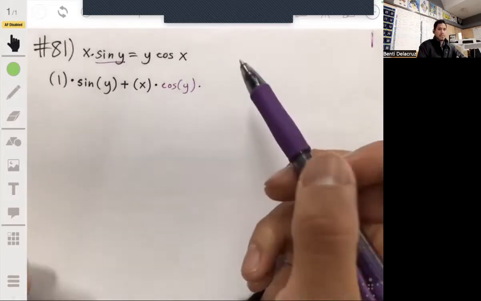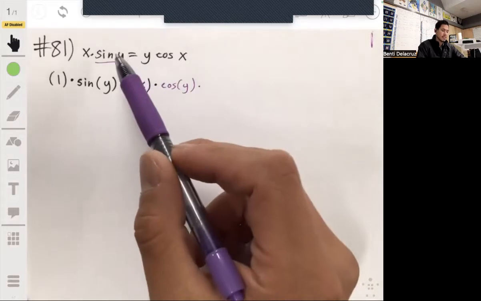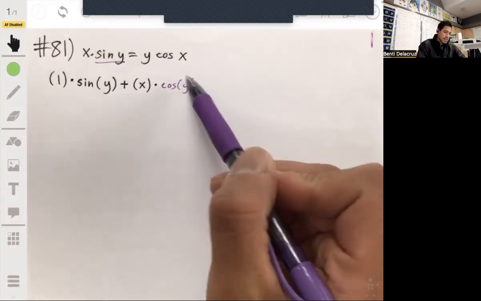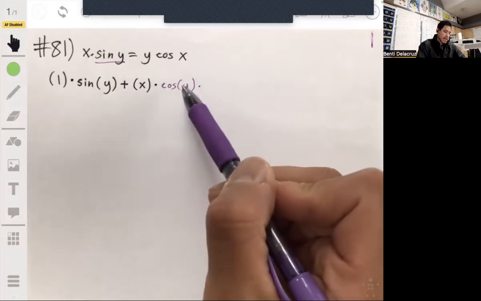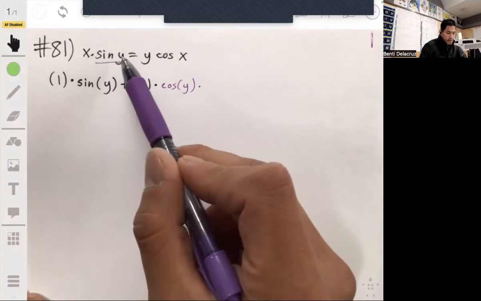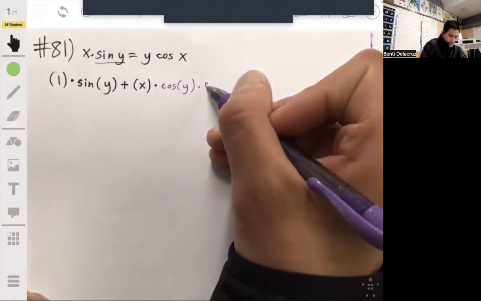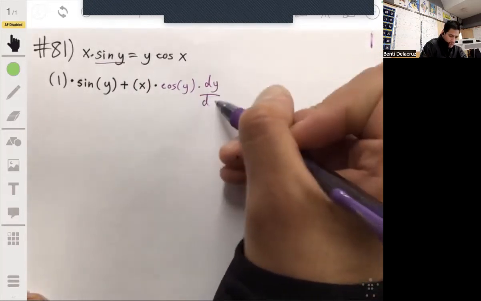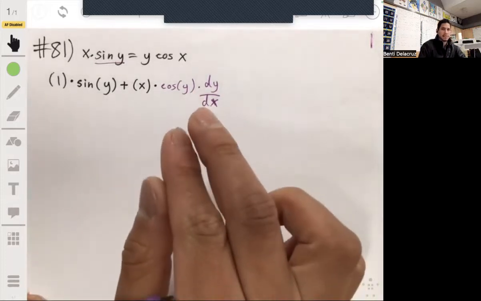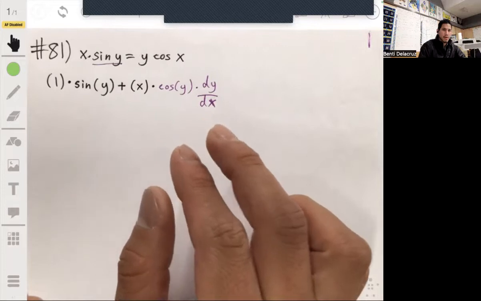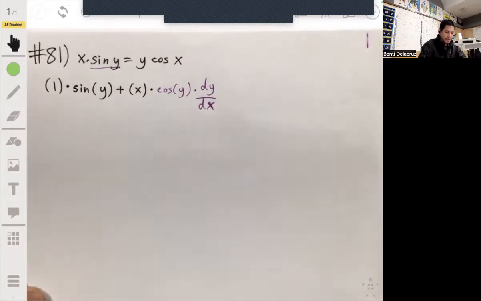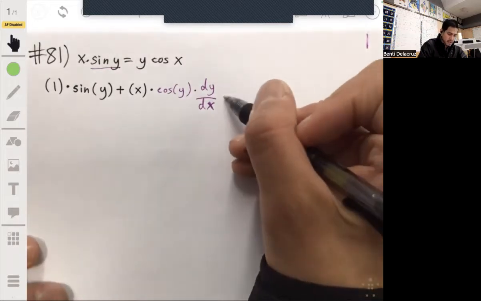Now, in implicit differentiation, when you're trying to find dy over dx, you're going to need to multiply this by dy over dx whenever you're differentiating a function of y. So this will be times dy over dx. That's really the main additional step you have to remember. It's a little weird to get used to at first, but once you do a lot of these, it gets pretty simple.